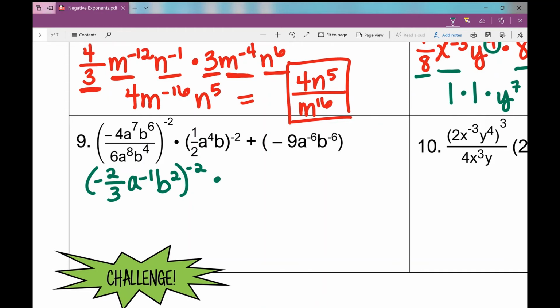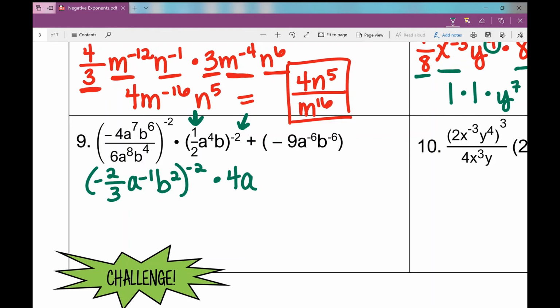Now I'm just going to do a little bit at a time. Let's do this next one. 1/2 raised to the power of negative 2, times a to the 4th times b, all raised to the power of negative 2. Let's look at our numbers first. 1/2 raised to the power of positive 2 is 1/4. So 1/2 raised to the power of negative 2 is, flip it, I get 4.